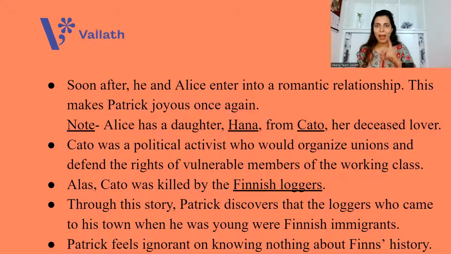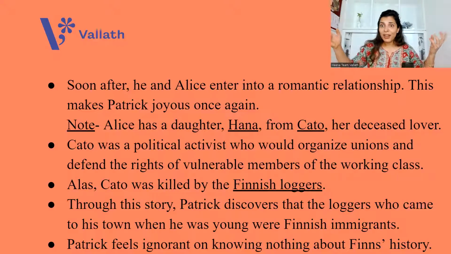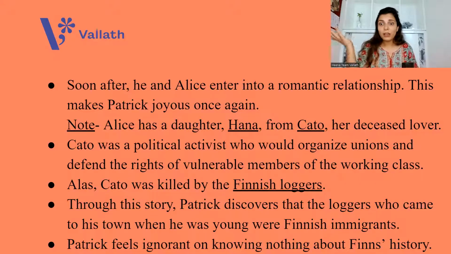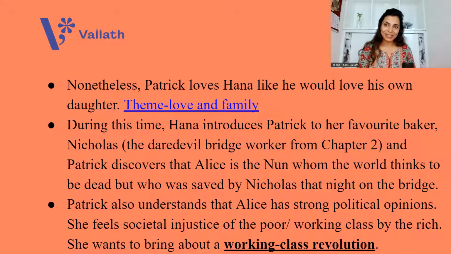And through this story, Patrick realizes that the loggers who came to his town when he was young, remember the loggers who came, they were cutting wood and they were the ones who made his father a dynamiter. These loggers were Finnish immigrants, that is, they were from Finland. Patrick feels ignorant on knowing nothing about Finn's history. Nonetheless, Patrick knows the history of Alice, Hannah from Cato. Patrick loves Hannah just like he would love his own daughter, and he will adopt Hannah as his own daughter in the novel. Here, the theme of love and family.